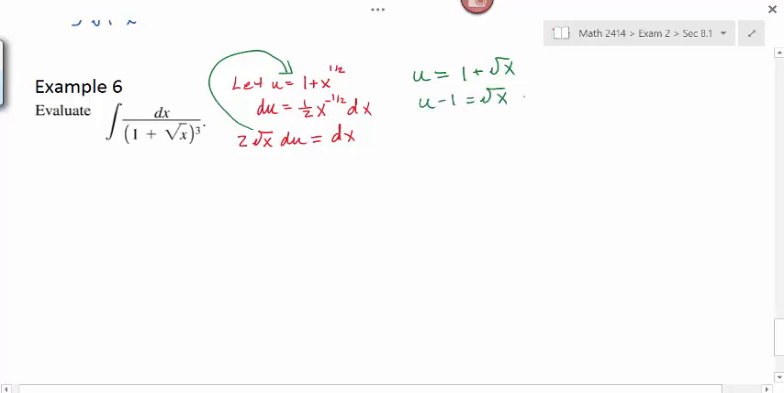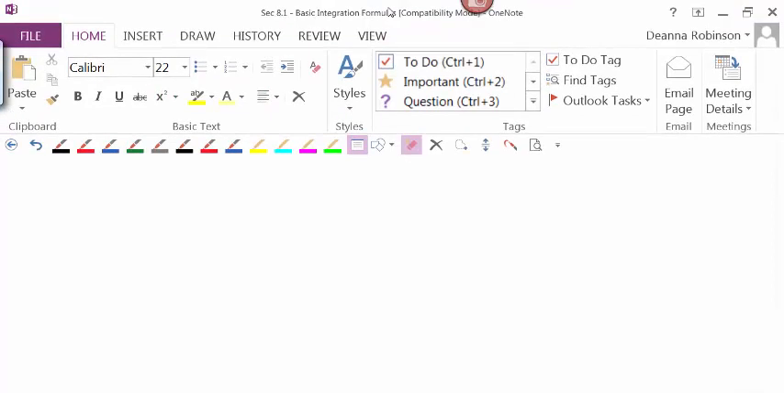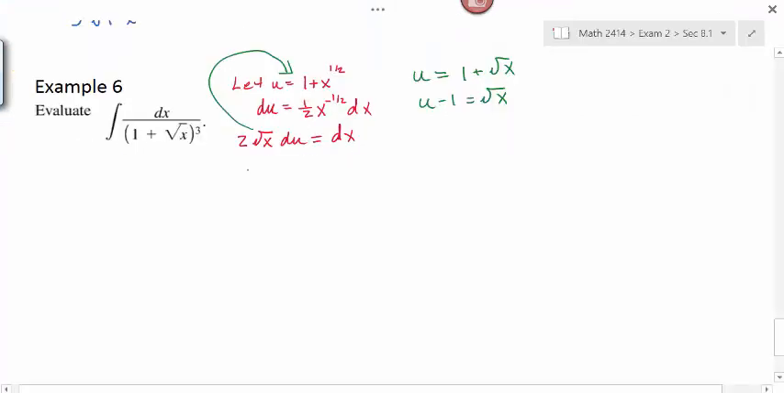This is involving some serious substituting. We're substituting within our substitution. That means then that I can rewrite my dx as 2 times u minus 1 du, and that's what I plug in place of dx.